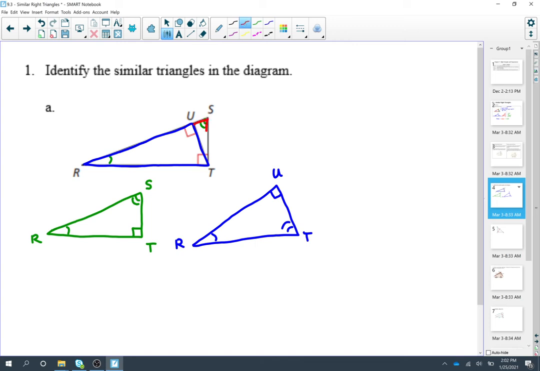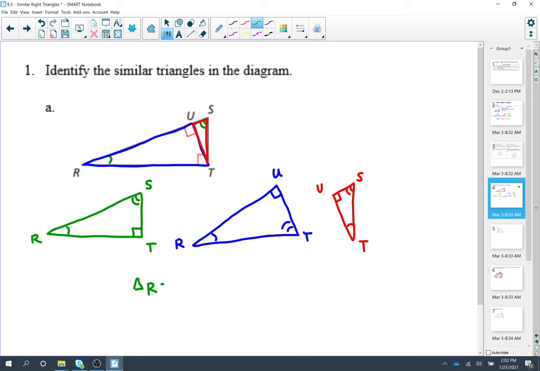Then our last triangle is right over here. So we're going to come down, up, over. This is U, this is S, this is T. U has the 90, S has the 2 tick marks, which means T is going to have to be 1. Then we're going to have our similarity statement.